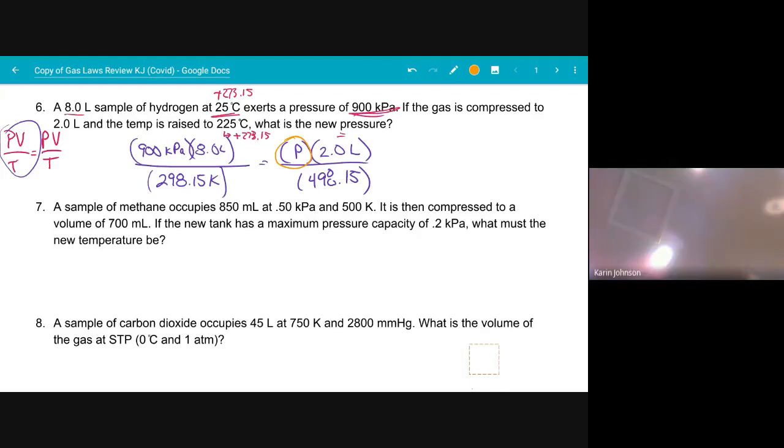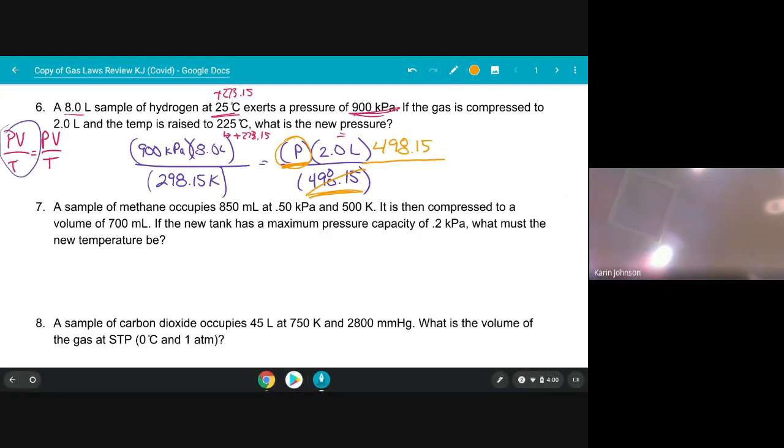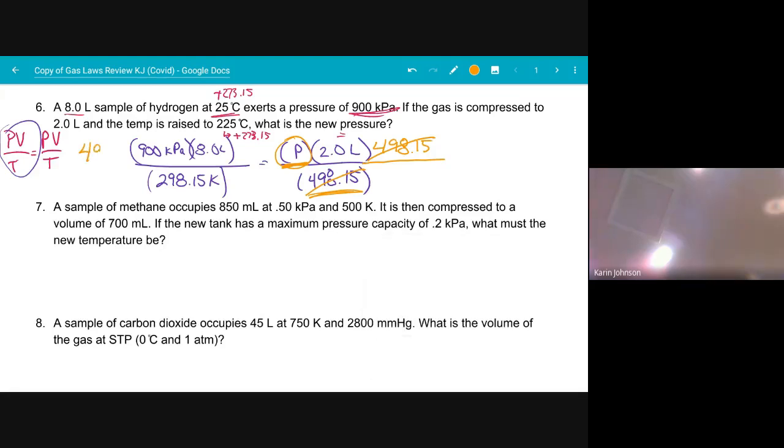So I'll say it faster each time, and you can tune me out if you feel like you don't need it. I want pressure by itself. So in order to get pressure by itself, I need to get rid of, for example, that temperature. So I'm going to put it on the top, 498.15. I'll just draw this line longer. When I multiply it on the right, they cancel each other out. But if I do it on the right, I have to do it on the left also. So now I basically moved that temperature to the other side of the equation.